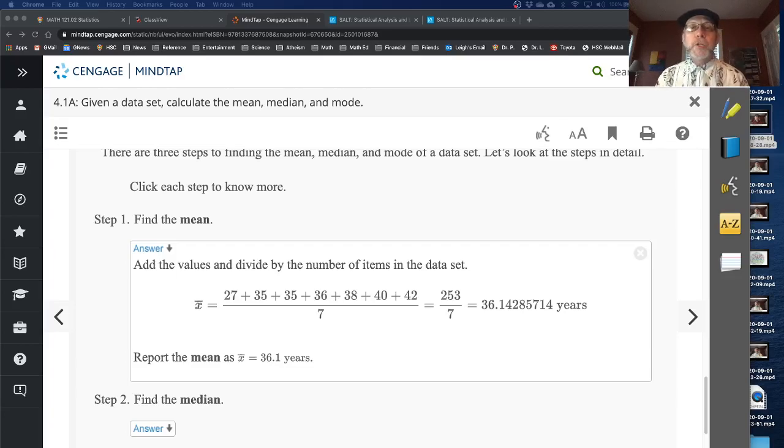A good rule of thumb is just to give one extra place of accuracy when reporting the mean, and that's what they do here. Since the data was given as whole numbers, we calculate the mean and then report it with one extra decimal place of accuracy. So round that number, 36.1428 and so on, and report that it's 36.1. That's the mean age of the individuals in the sample. What about the median?